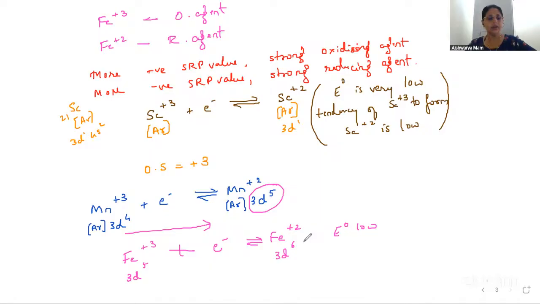Therefore, only strong reducing agents like stannous chloride, SnCl2, can reduce Fe plus 3 to Fe plus 2. If you have Fe plus 3 in some compound and you want to convert it to Fe plus 2, then it should be a very strong reducing agent. Then only it is possible. So, lesser the value of standard reduction potential, more is the reducing power. That is about standard reduction potential.